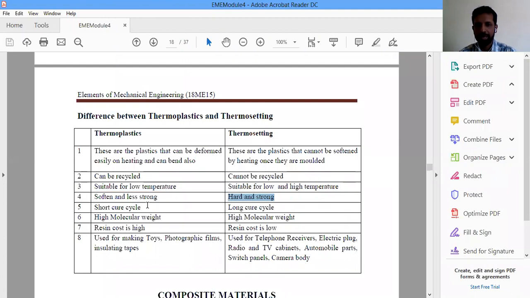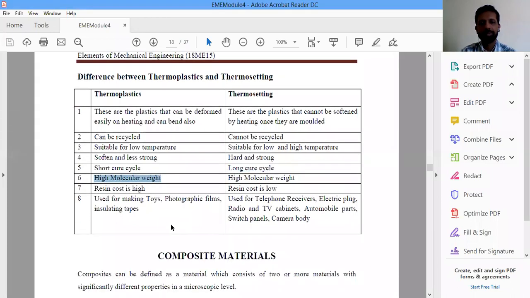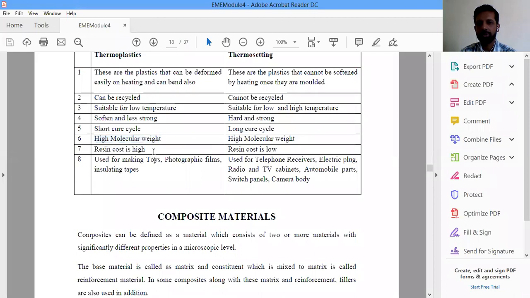During the manufacturing time, the curing cycle, that is for them to get set and become hard, takes a little less time. The cycle to complete one mold of thermoplastic is of shorter duration, but thermosetting takes a little longer. The next thing is that thermoplastics have higher molecular weight. The cost of resin is high in thermoplastics, and here the cost of resin is low.